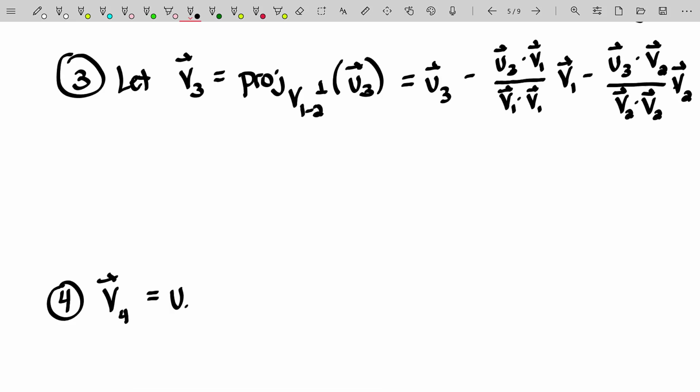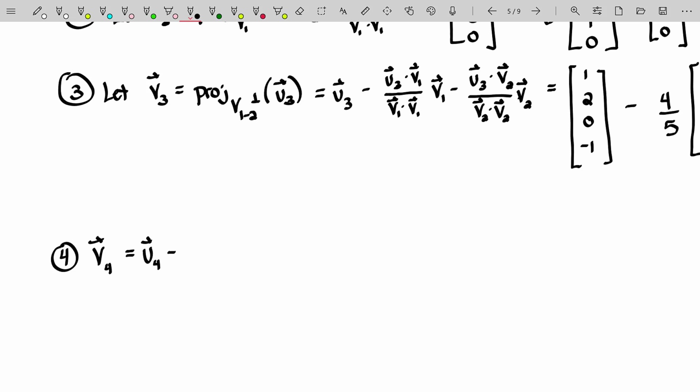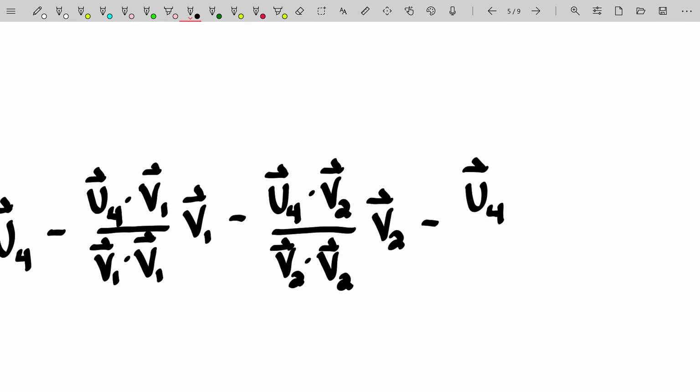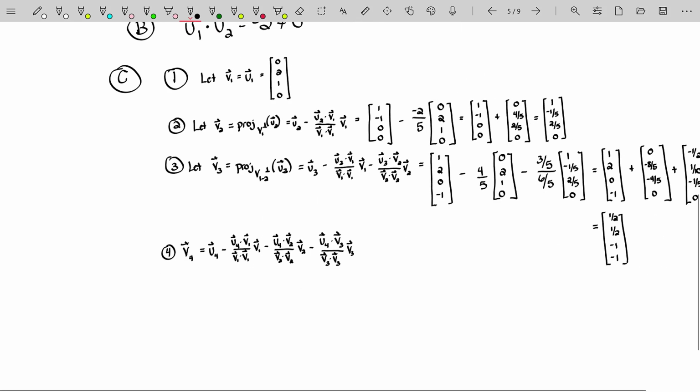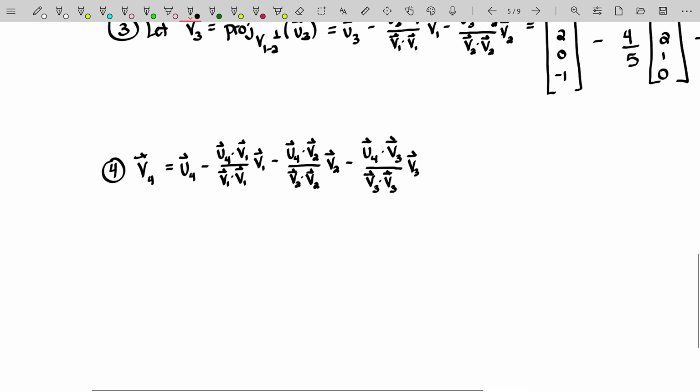Well, you take u sub 4 and you subtract off all those projections of u4 onto the individual spaces spanned by the vectors v1, v2, and v3 respectively. Now, you probably could imagine the mathematics can get very heavy when you do this over and over again for a 5x5 or something like that. However, I'm doing a larger group of vectors right now just to illustrate the process. Rather than doing two different examples, I'm just doing one massive example.